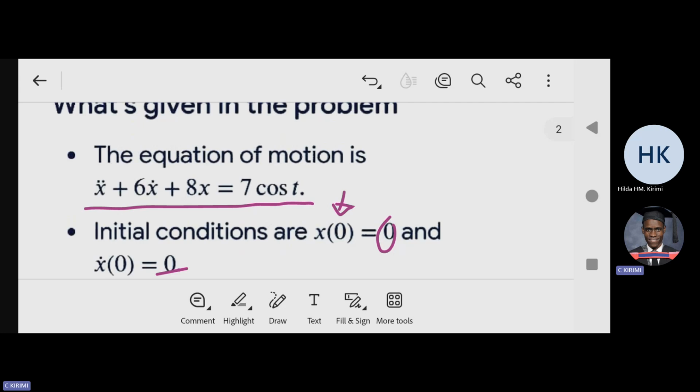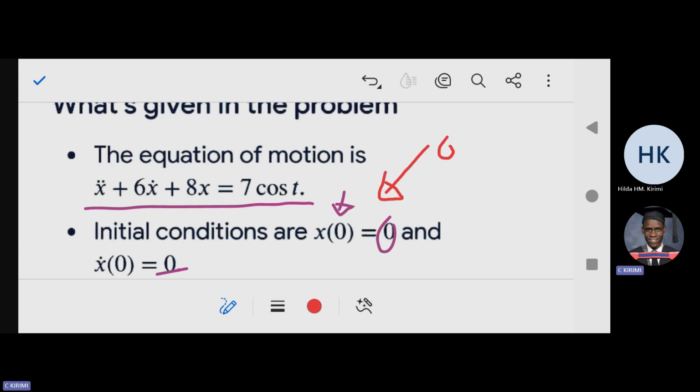Initial conditions, the displacement, which means it's starting at origin. So this is the information that it is starting from origin. And because the particle is at rest, it means that the what? The velocity is what? Is 0. So this is the particle at rest. It's not moving. So if the particle is at rest, we know that the velocity is also what? 0.